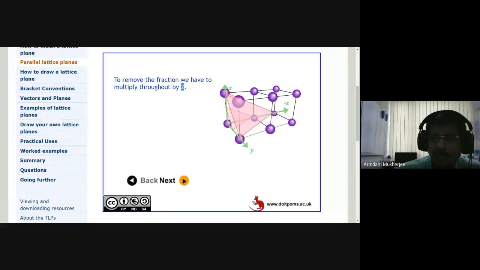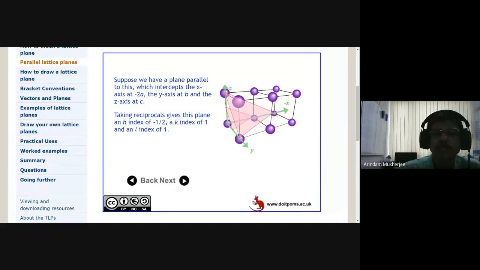1 bar, because it is minus half. Look, so x-axis is minus 2a. So minus 2a means, if you have pen and paper, start writing. When you take reciprocals, it will become minus 1 by 2. Y-axis is 1, so it will become 1 by 1 is 1. Z-axis is also 1, so 1 by 1 is 1. So now you have all the three. So minus half, 1 and 1.